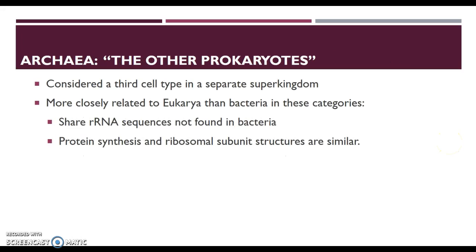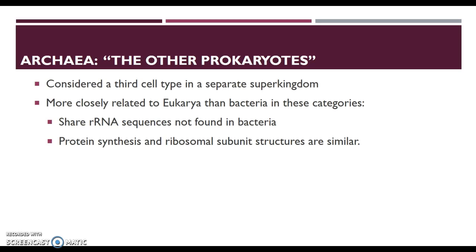So let's talk about archaea really quickly. Archaea are the other, I guess, prokaryotes. They are considered a third cell type, and they are all included in a separate superkingdom. Scientists have determined that they are more closely related to eukarya than bacteria, as we saw in chapter 1 with the phylogenetic tree. And there are some key structures that show this similarity, and the first is in ribosomal RNA.